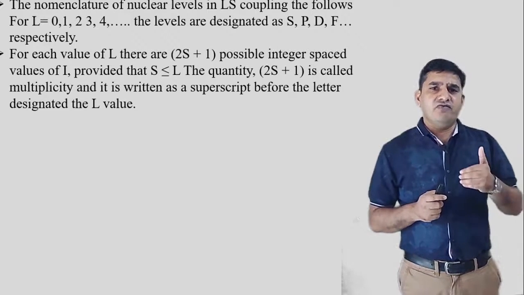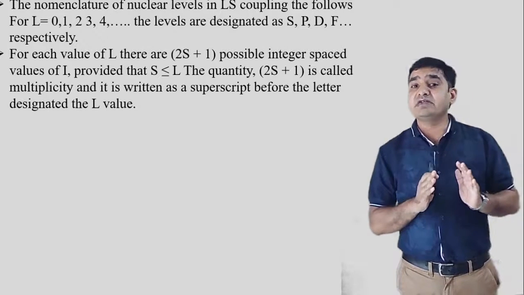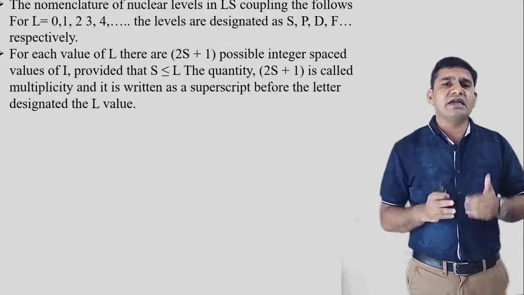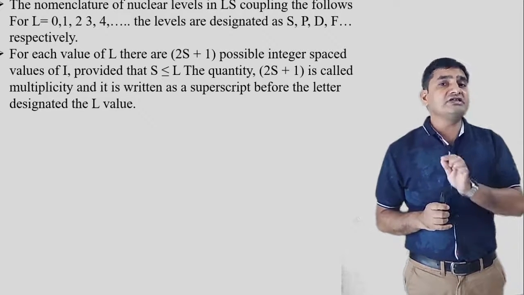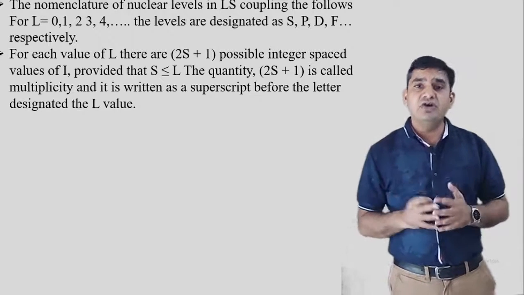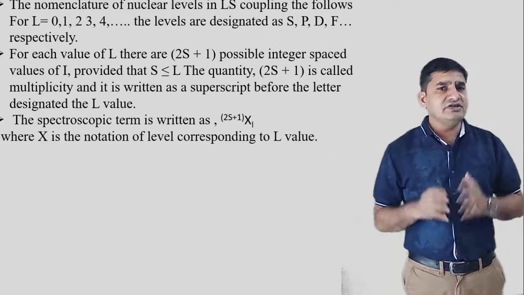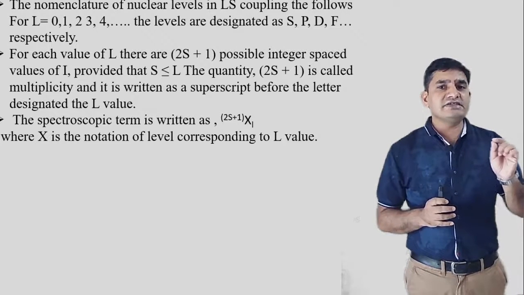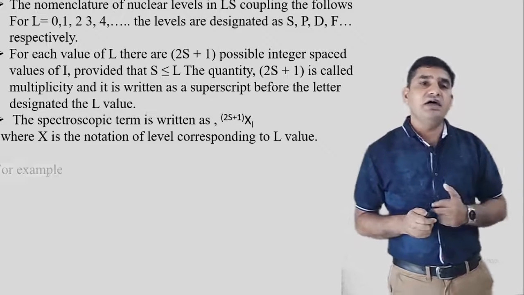For each value of L, there are 2S plus 1 possible integral values of J, provided that |L − S| ≤ J ≤ L + S. The quantity 2S plus 1 is called multiplicity and is written as a subscript before the letter designating the L value, and we can represent the spectroscopic term, which is written as X with superscript 2S plus 1 and subscript J, where X is a notation of letter corresponding to the L value.